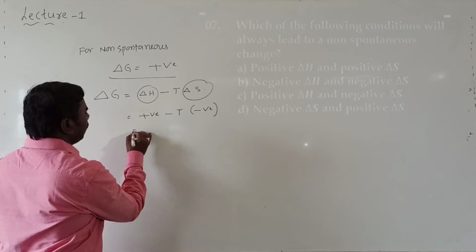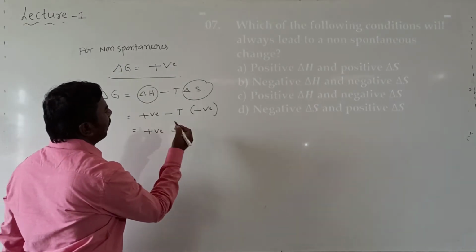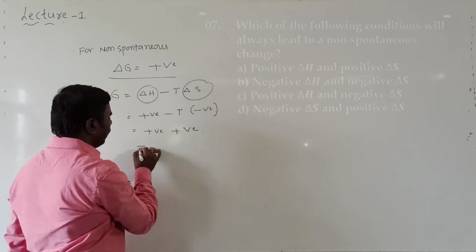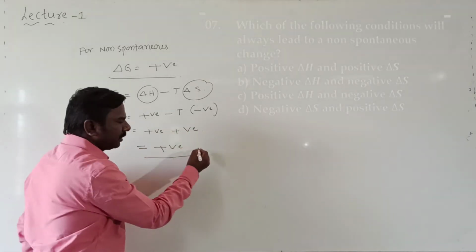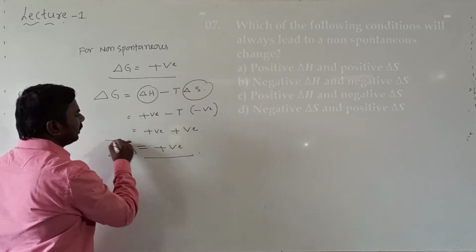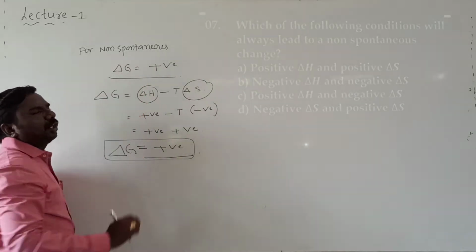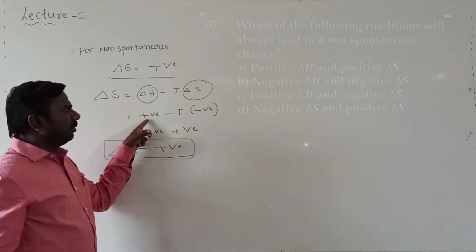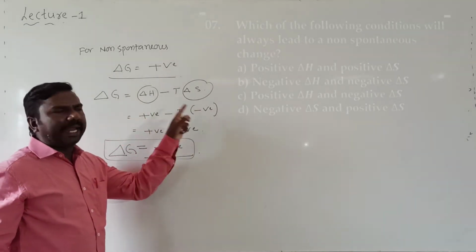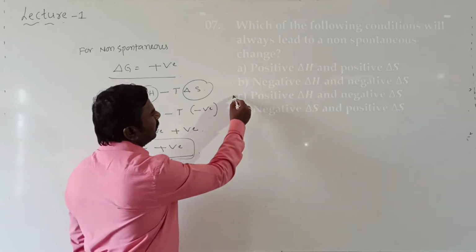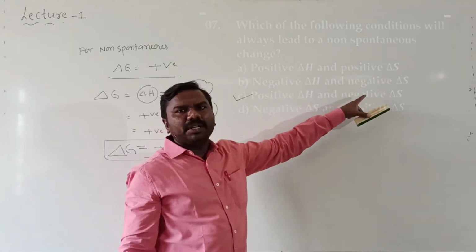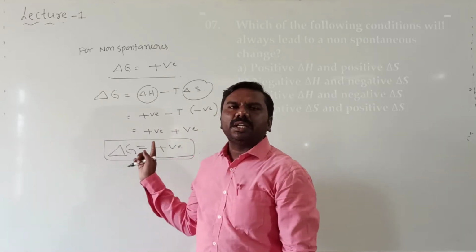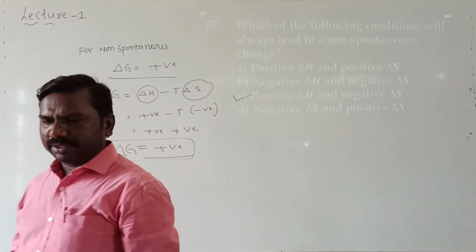If I look, positive, minus into minus, again you will get positive. Then finally you will get positive. Delta G will be positive. The process is called a non-spontaneous process. When delta H is positive and delta S is negative, in that condition the process is non-spontaneous. Next bit.